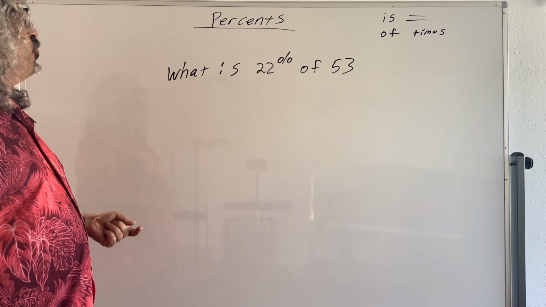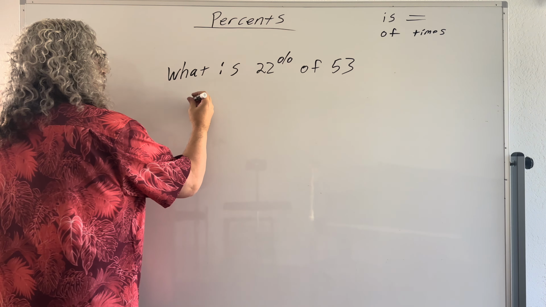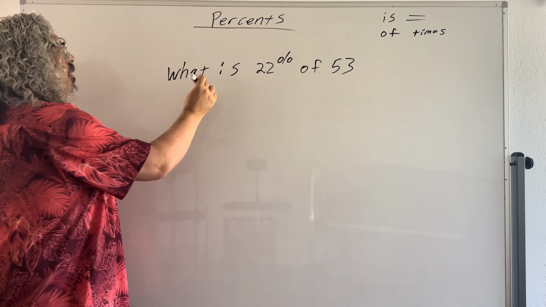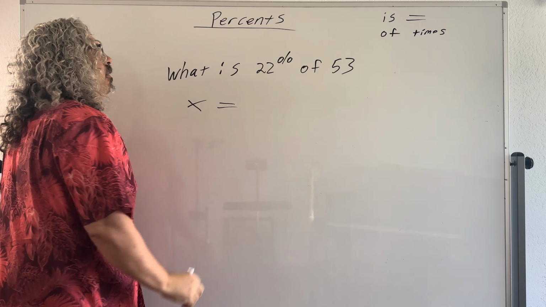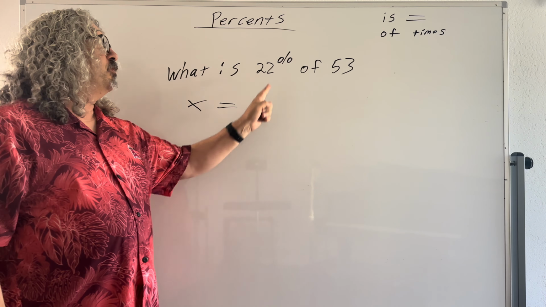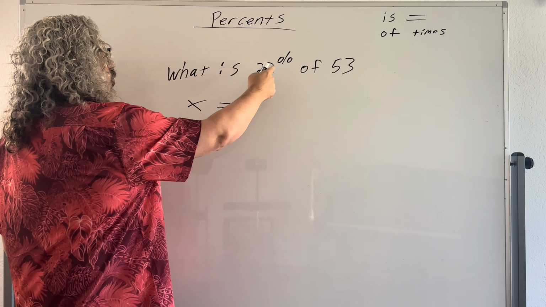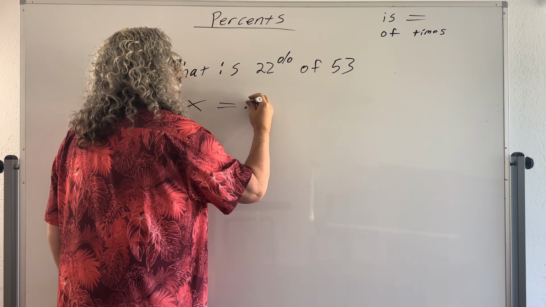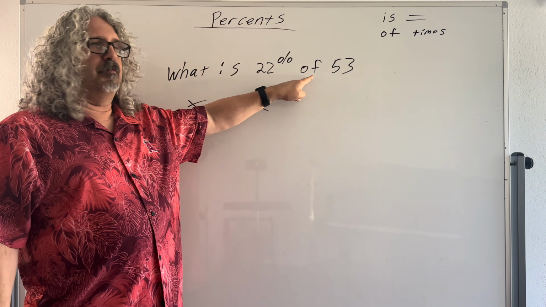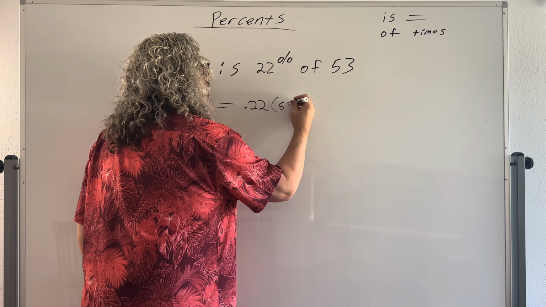Okay, so now on this one, the what, I'm going to start with that. What is? I don't know. X. I don't know, so I write X. Is, that's my equal sign. 22%. Remember, I said you can't do math with the percent sign. You have to turn it into the decimal. So this one's going to become, to make it math, I've got to make that 0.22 to do that. Of 53. That means times 53.